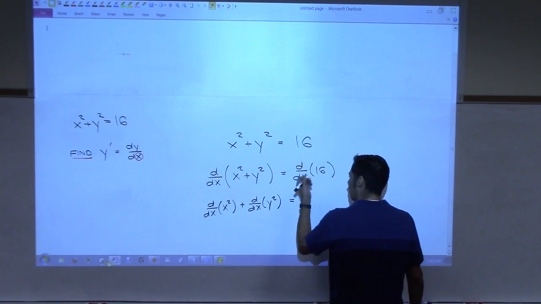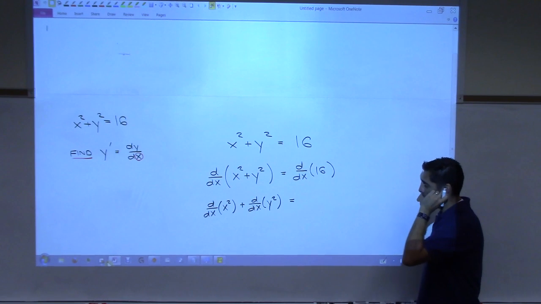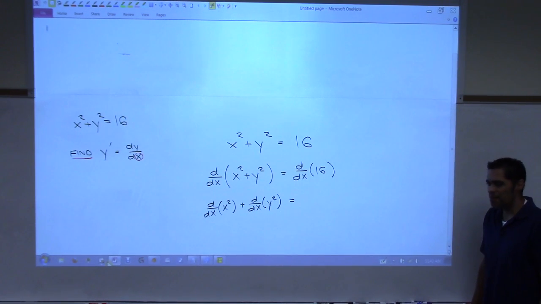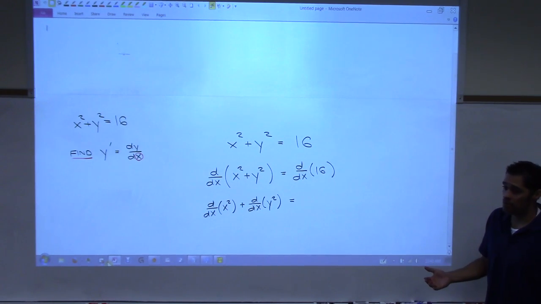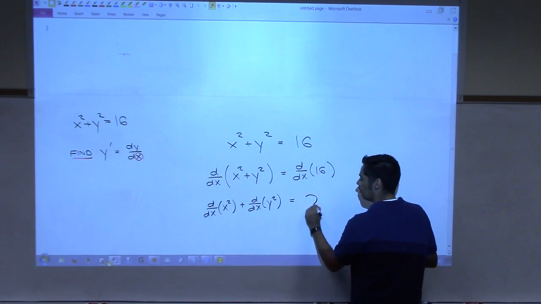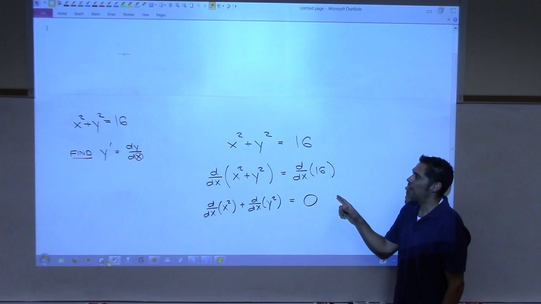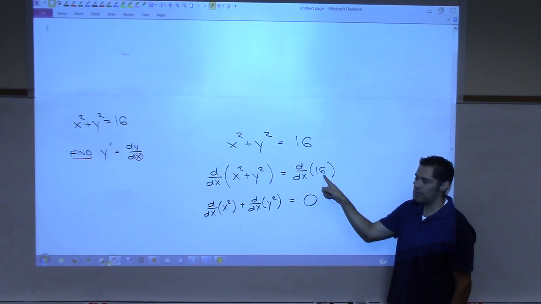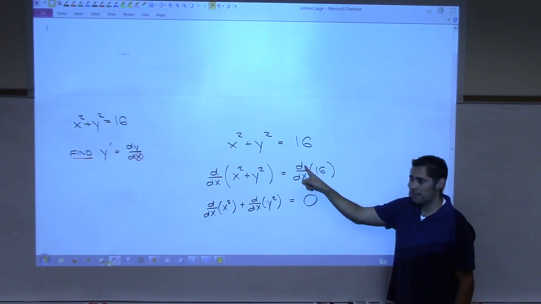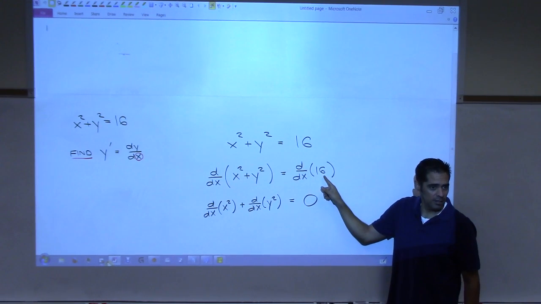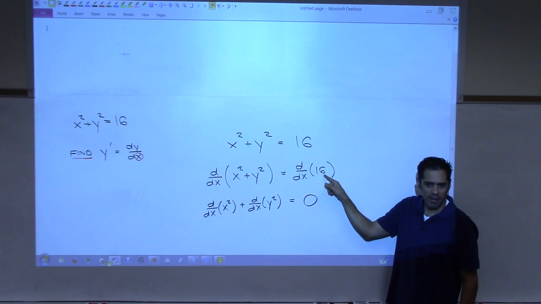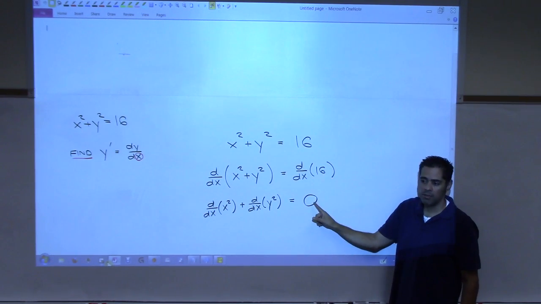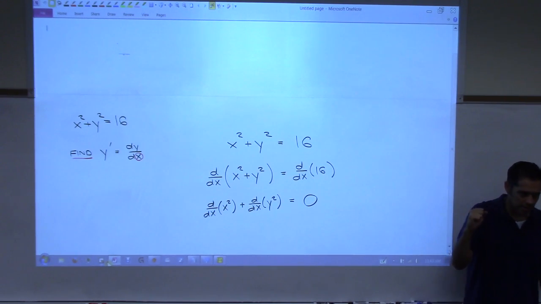And that must equal, well, we can do this one right now. What's the derivative of the constant 16? 0. The derivative of a constant will always be 0, won't it? Because remember what you're saying. When you say take the derivative with respect to x of 16, you're saying at what rate is 16 changing as x changes? Well, 16 never changes, right? So the rate of change is 0. And that would go for any fixed number.